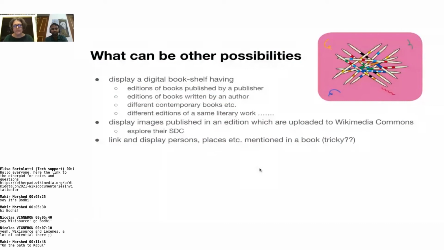There can be other possibilities. Wikidocumentaries can build a digital bookshelf that can do some cool queries. For example, if a Wikidocumentaries page is about a publisher, you can have a digital bookshelf of editions of books published by that publisher. If the page is about an author, you can show a digital bookshelf with editions of books written by that author. You can also show contemporary books in different languages, or different editions of the same literary works. There are many cool queries which can be added there. It needs some design work.